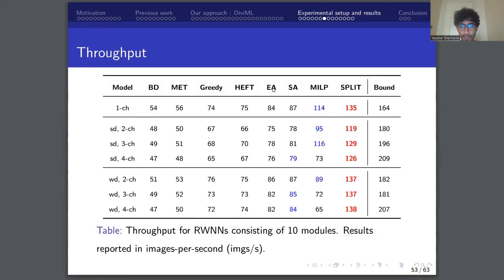In the multi-module randomly wired neural network, MLP is not the best solution anymore. It's not even the second best in some cases with multiple channels, and MLP split is the way to go to obtain an efficient scheme for mapping these multi-channel, multi-module randomly wired networks in the throughput optimization objective.